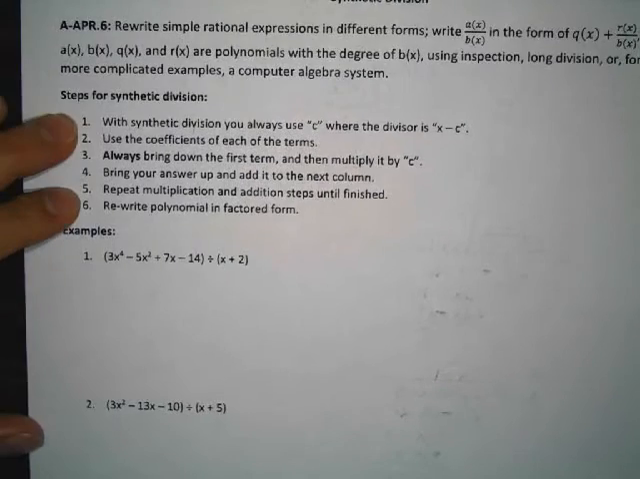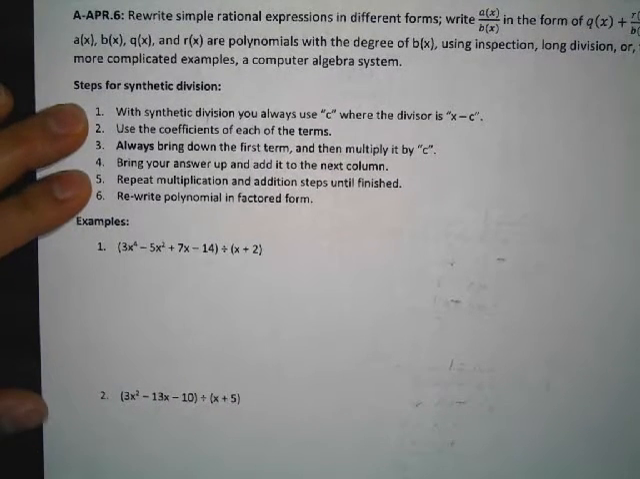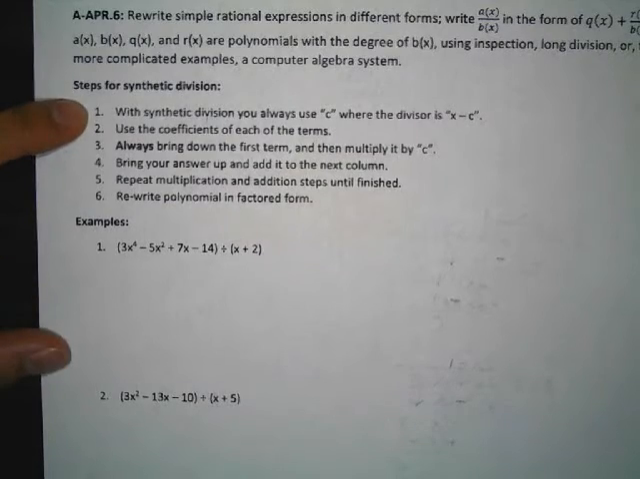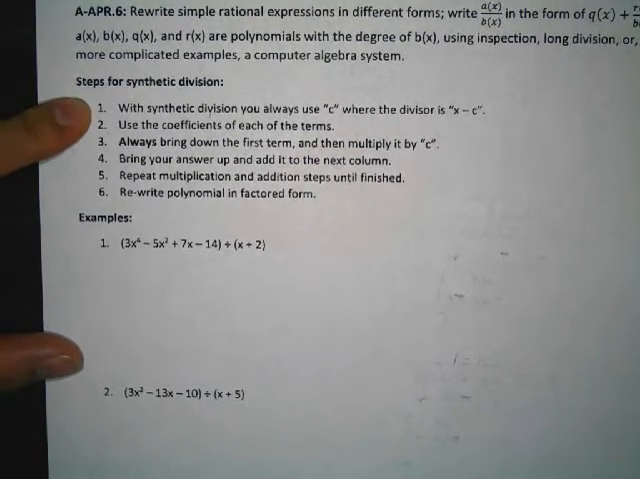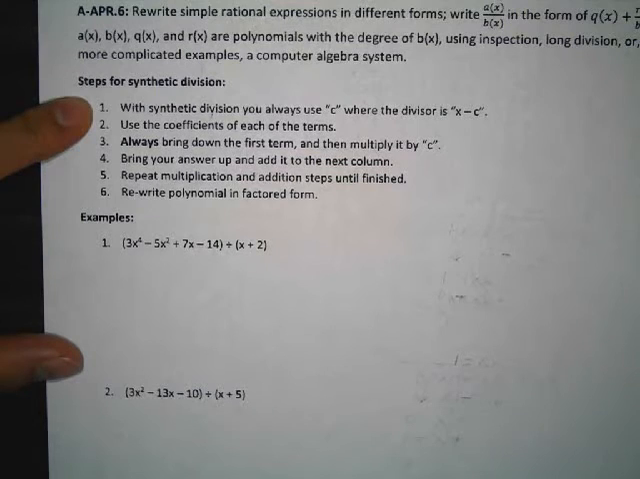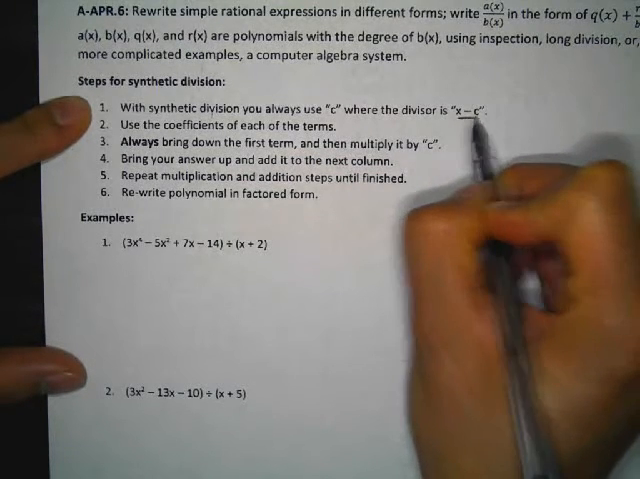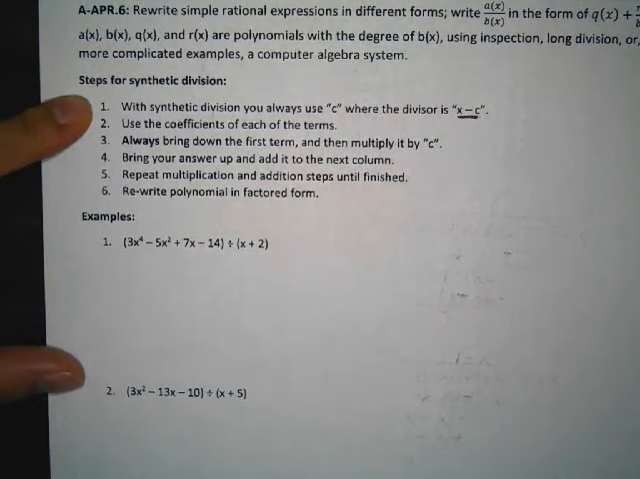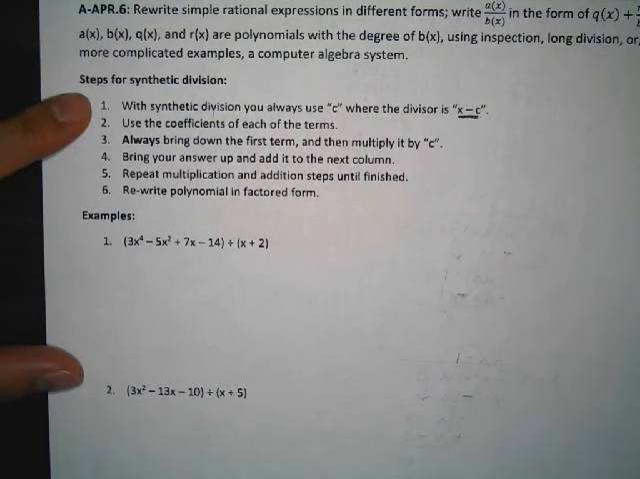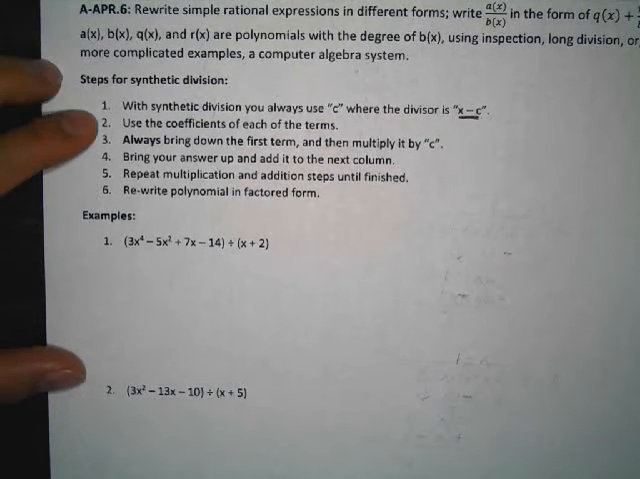The steps for synthetic division are written right there. There's only 6, not very many. First one, with synthetic division you always use c, which is your constant term, where the divisor is x minus c. And that's important because it should be a minus. So if it's a positive, then that means the c is actually a negative. And you'll see what I mean by that in a little bit.